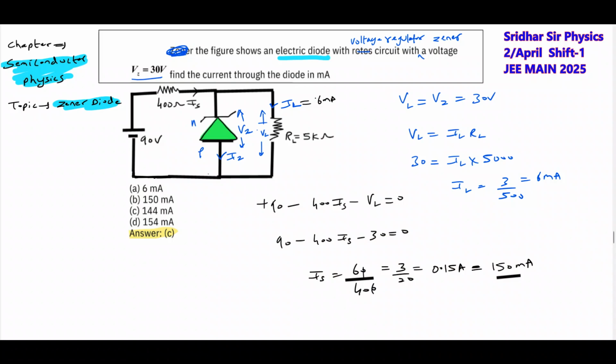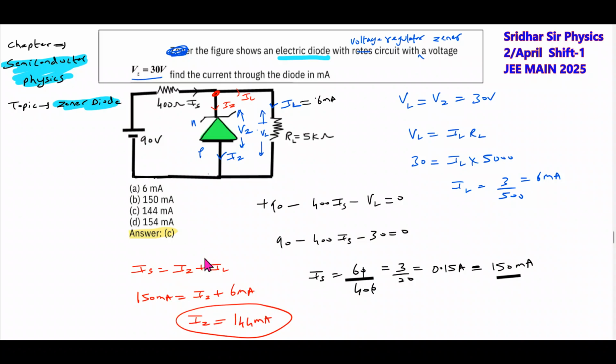Applying the KCL at this point: Is equals Iz plus IL. What is Is? Is will be 150 milliampere. IL will be 6 milliampere. Iz equal to 144 milliampere. This will be the Zener current. Fine. It's all about what is the Zener diode. It's all about the drop across the load will be that of the Zener diode, and applying Ohm's law, then applying the KCL. These are the basic ideas.